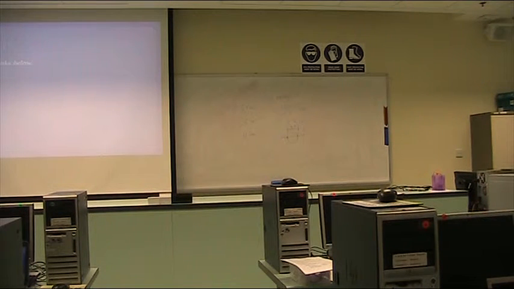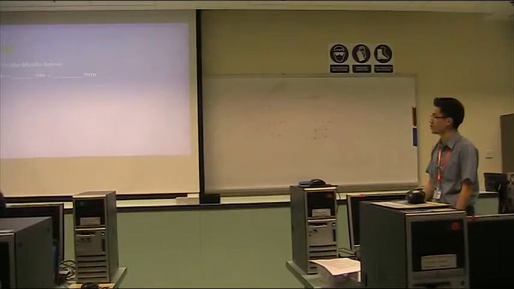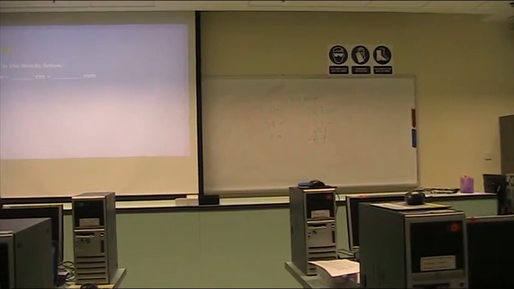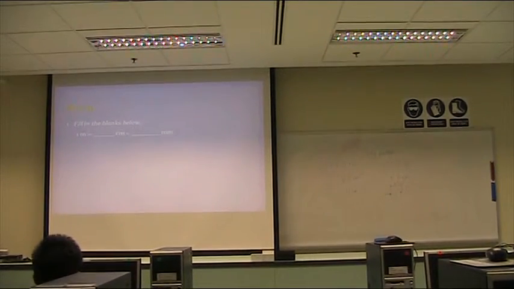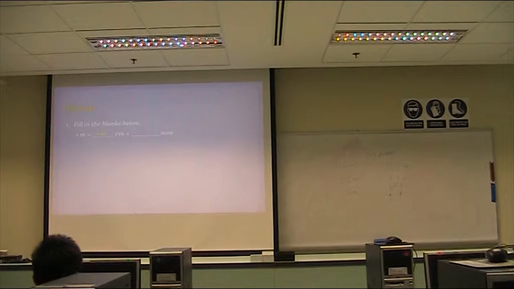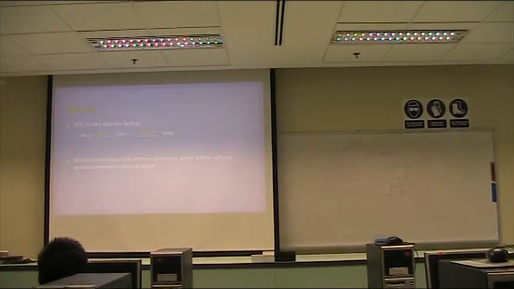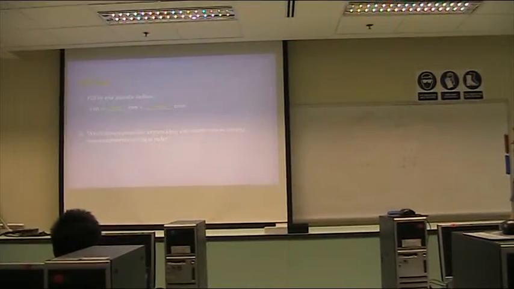Okay, so let's do a quick recap on what you will need for this chapter. So 1 meter is equal to how many cm, is equal to how many mm? Timothy? 1 meter is equal to 100 cm. Correct. And how many millimeters? 1000 millimeters. Yes, this is straightforward. It's just to refresh your memory. And possible errors that you can get when using a ruler to do measurements.